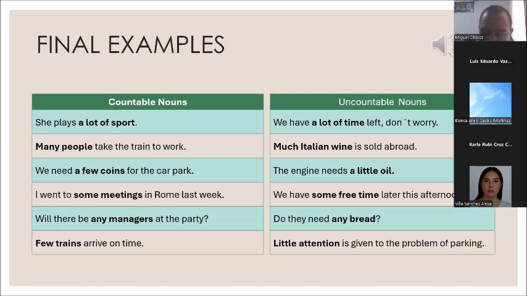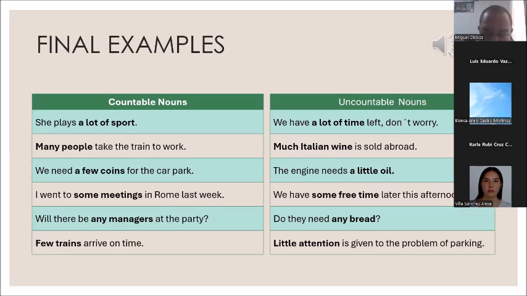So here are examples of the use of these quantifiers. Countable nouns. She plays a lot of sport. Many people take the train to work. We need a few coins for the car park. I went to some meetings in Rome last week. Will there be any managers at the party? Few trains arrive on time.